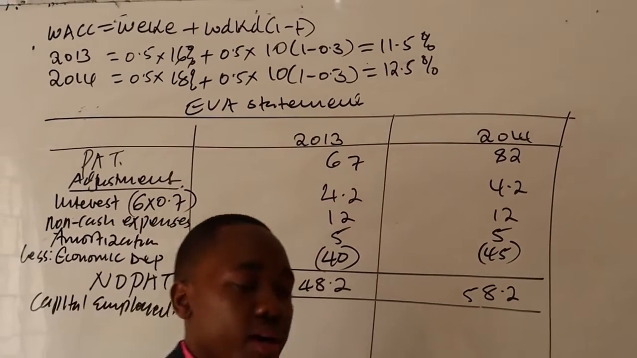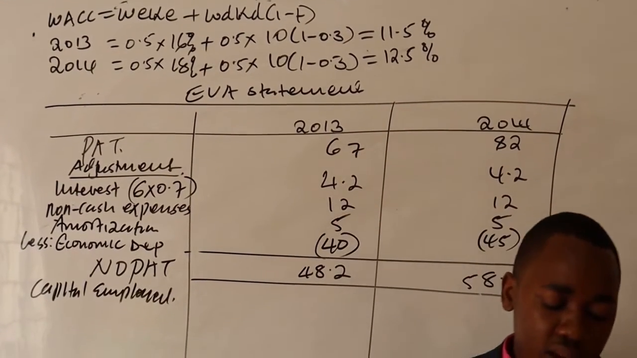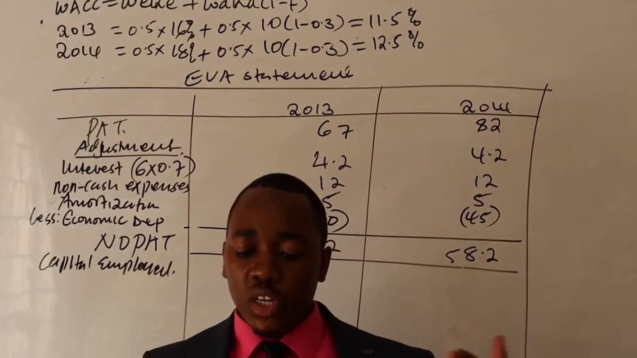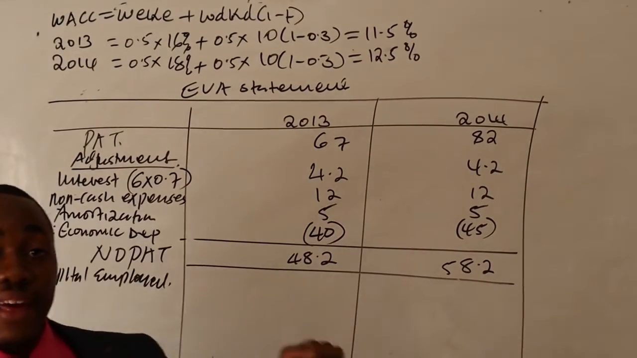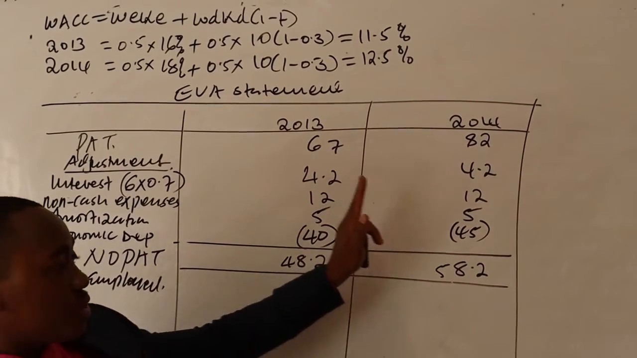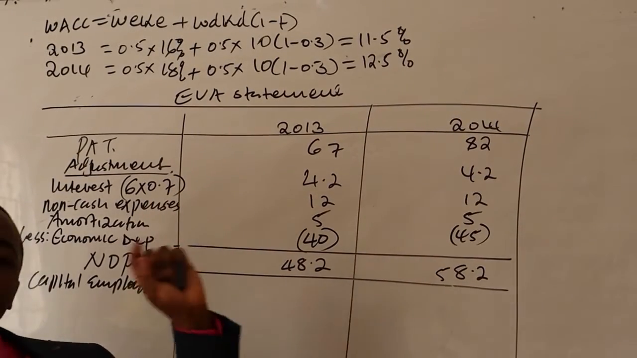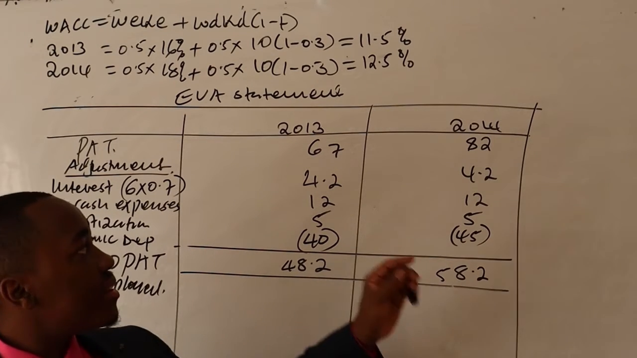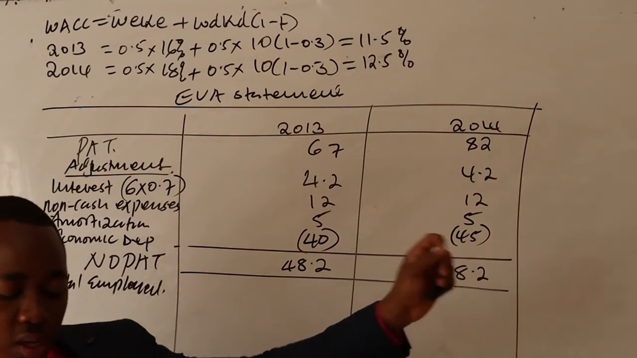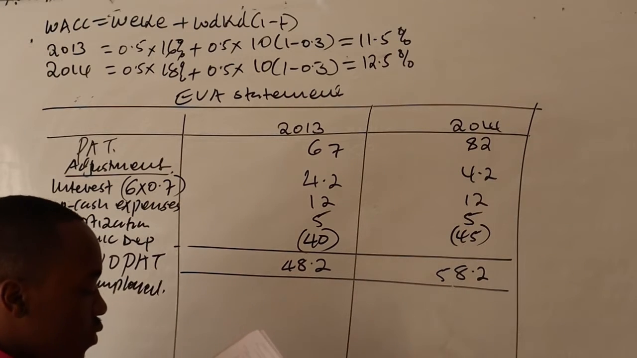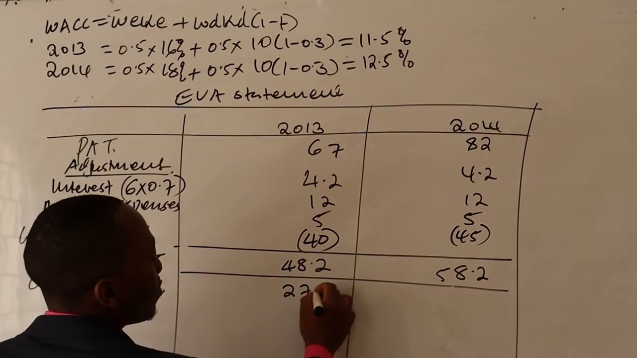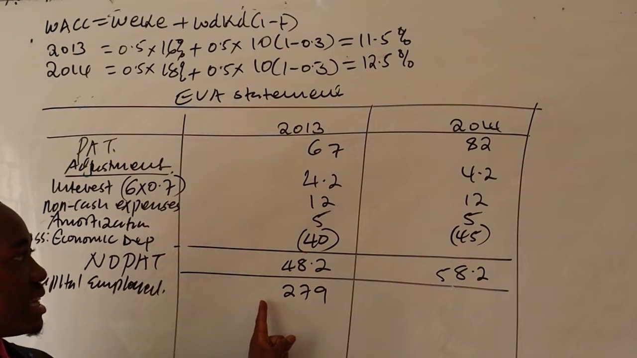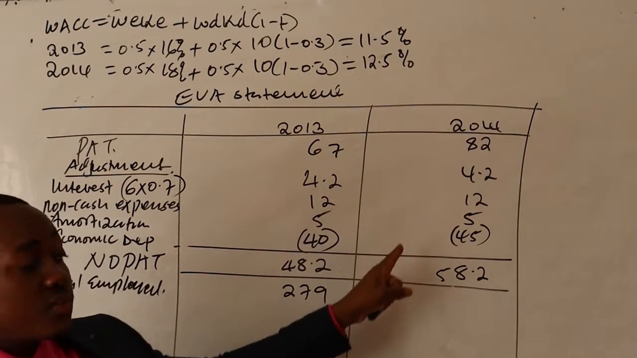Can we go back to note number 1? Additional information number 1. We are told that capital employed at the end of year 2012 amounted to 279. But in this case, we have 2013 and 2014. Now, the closing capital for 2012 becomes the opening capital. That's what was invested at the beginning of year 2013. Then the closing capital for year 2013 becomes the opening capital for 2014.